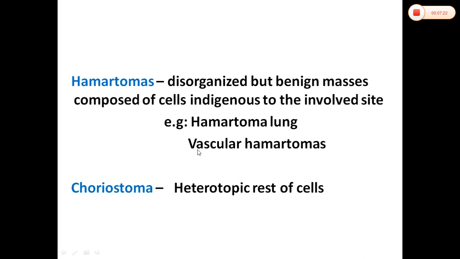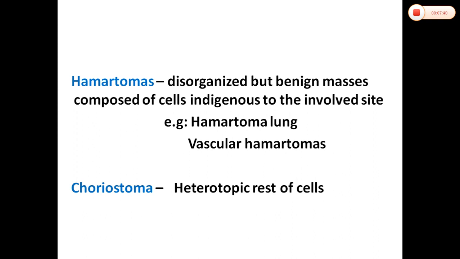I would like to add few important conditions here. One is hamartoma, another is choriostoma. Hamartoma is nothing but disorganized but benign masses composed of cells indigenous to the involved site. It is called as hamartoma. Example of hamartoma is hamartoma of lung and vascular hamartoma.